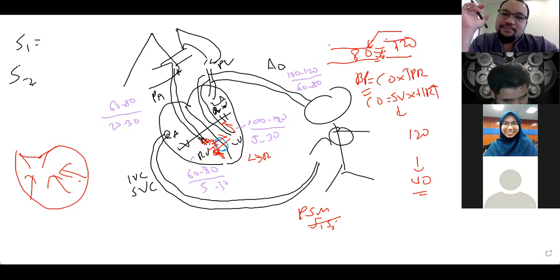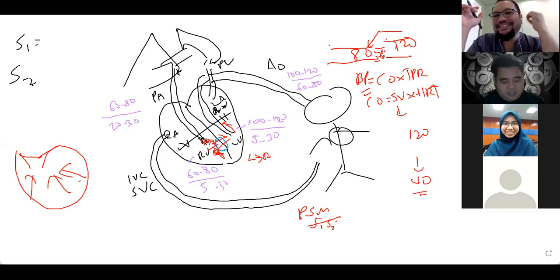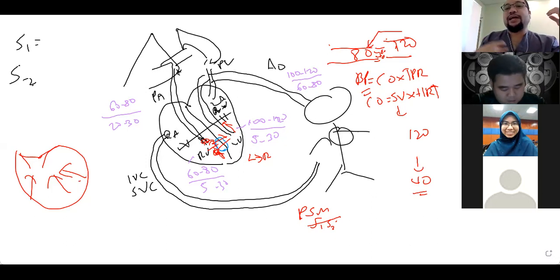Nombor tiga, sound dia dekat mana? Where can you hear the sound? Sound dia dekat mana? Dekat defect tu. Dekat structural defect ni. Sound dia bila you auscultate, you dengar dekat lower left sternal edge. You remember eh? Macam mana nak draw?